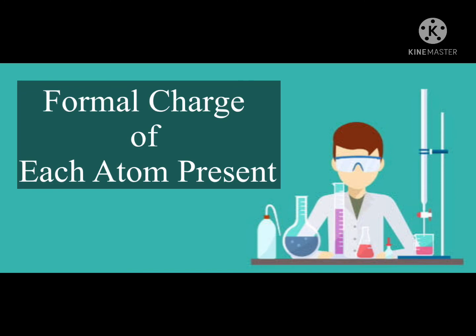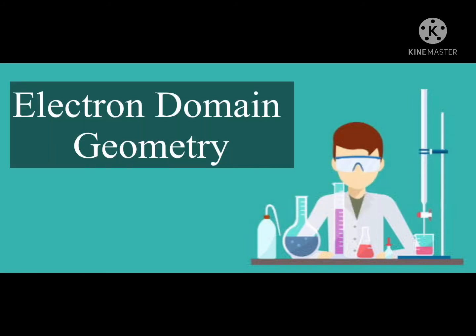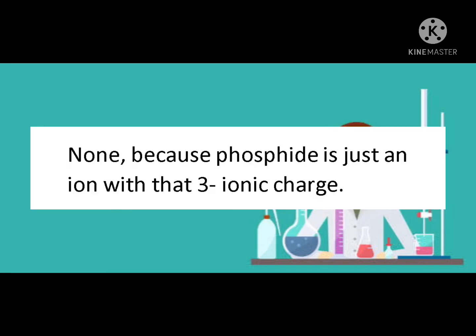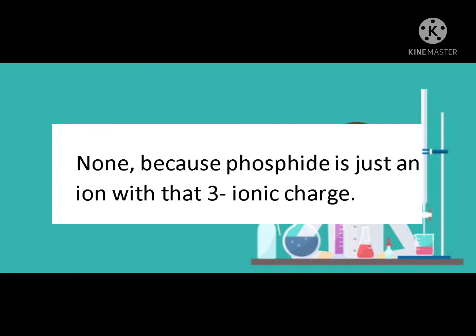Formal charge of each atom present. Phosphorus has 5 valence electrons, minus 0 unbonded electrons, minus 3 over 2, is equal to 0. Electron domain geometry: none, because phosphate is just an ion with that 3- ionic charge. Molecular geometry: none, because phosphate is just an ion with that 3- ionic charge.